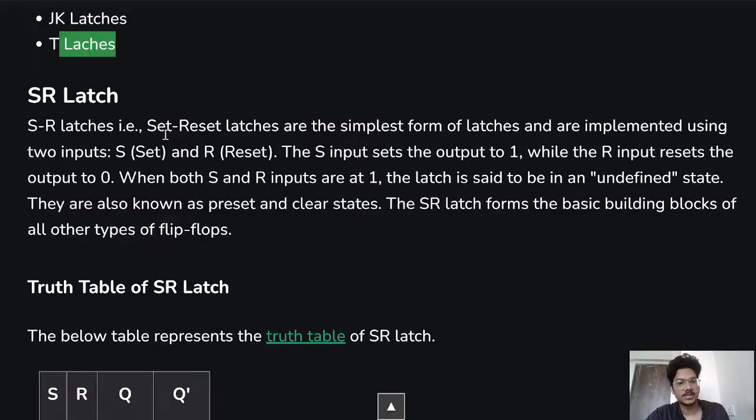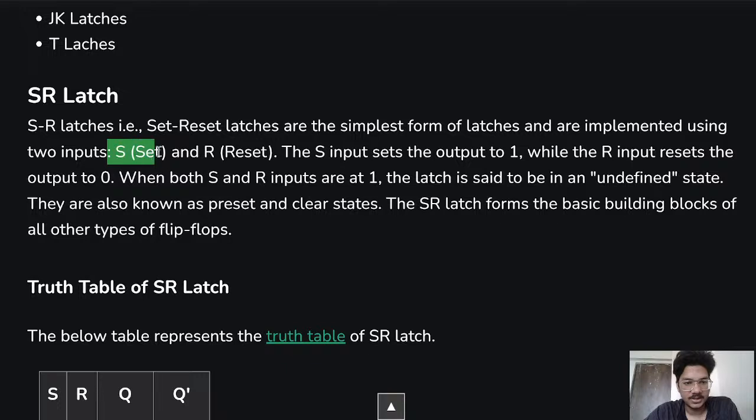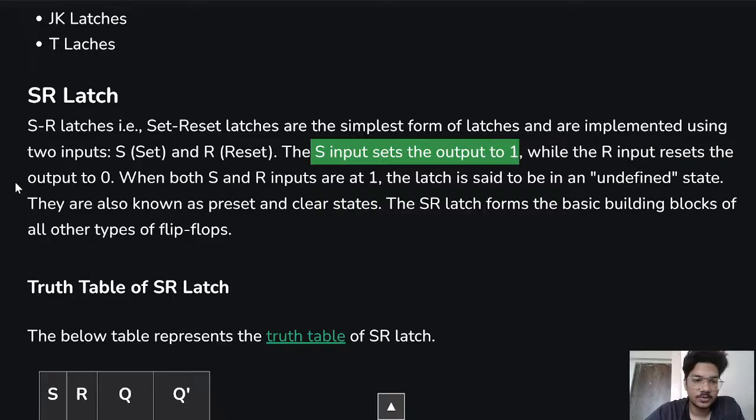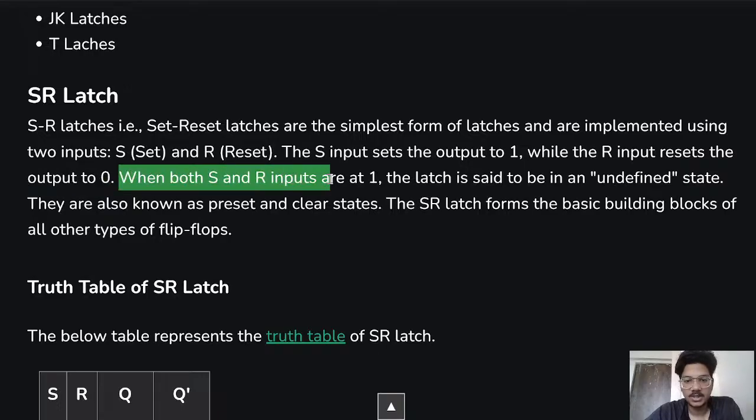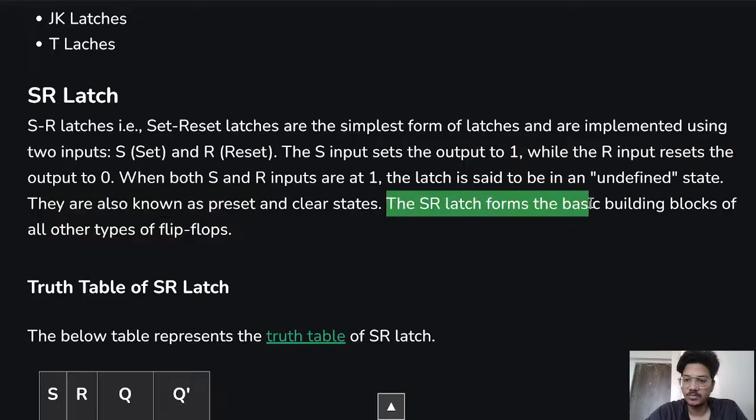SR latch means set-reset latch. It is the simplest form of latch and is implemented using two inputs. S stands for set and R for reset. The S input sets the output to 1, while R resets it to 0. When both S and R inputs are 1, the latch is said to be in an undefined state. They are also known as preset and clear. The SR latch forms a basic building block for the other types of latches.